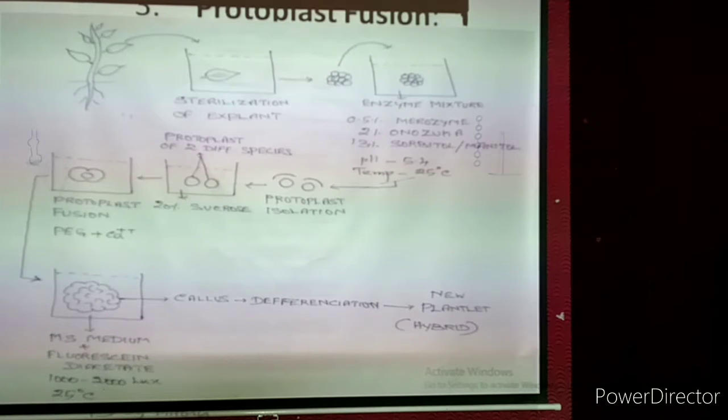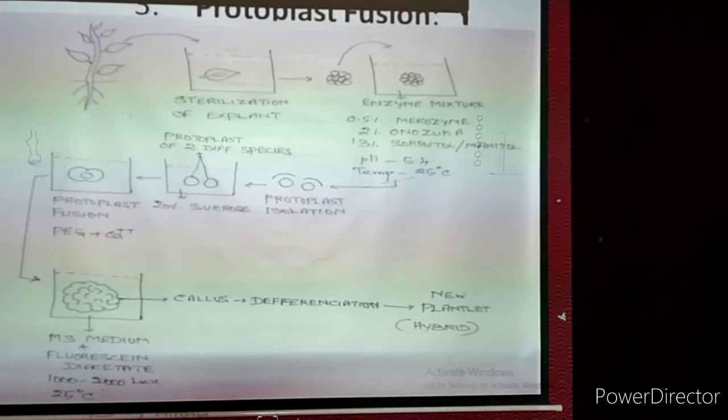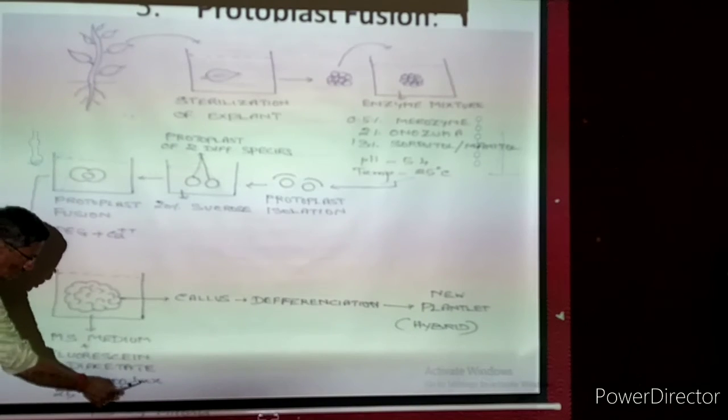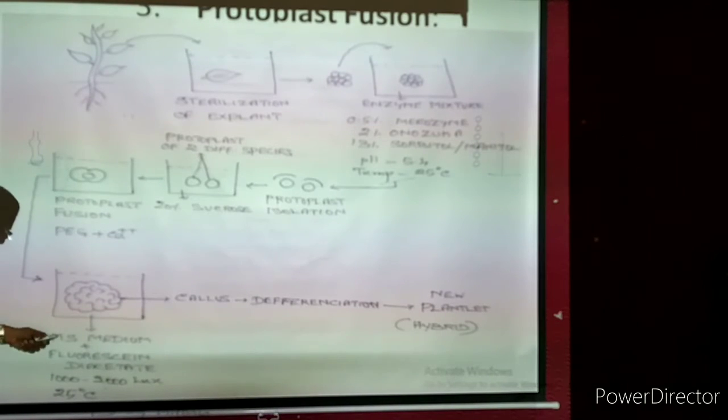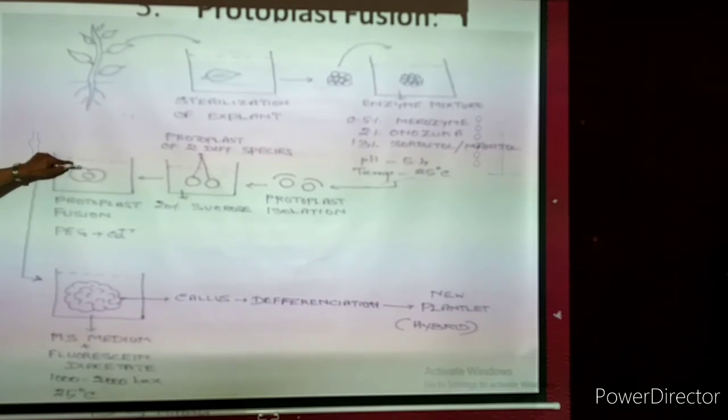Now, what is this culture medium? What are the things present? First one is MS medium, Murashige and Skoog medium, with 2,4-D. Then the light should be 1000 to 2000 lux intensity. Temperature should be 25 degrees C. If you maintain this in the culture medium, the single large cell is there, it is a fused cell, protoplast fused cell.